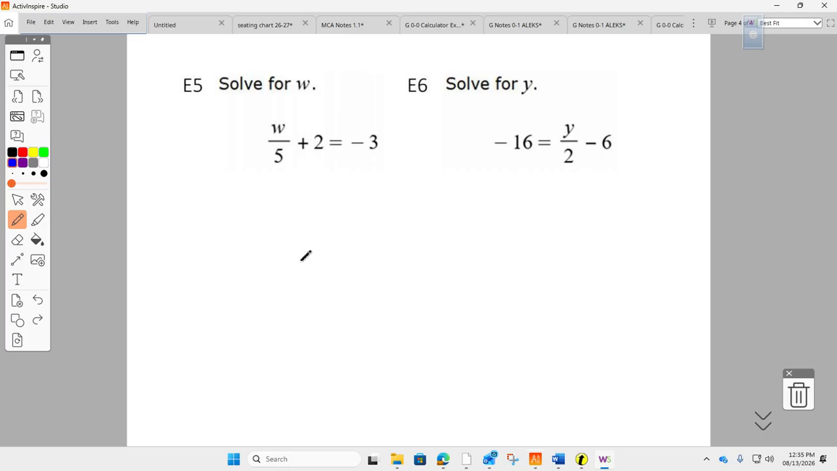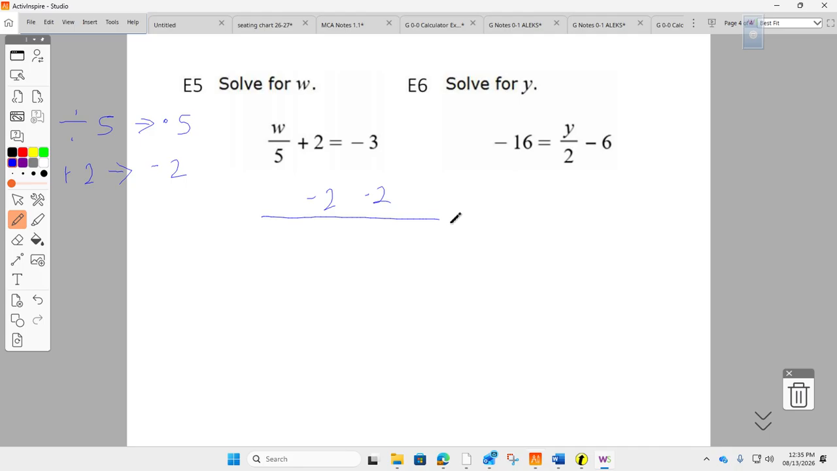All right. What is happening to W here? Nice. So that fraction bar means to divide, right? We think of it as a fraction, but a fraction is a division problem. So it's being divided by 5. How are we going to undo dividing by 5? We're adding 2. How are we going to undo adding 2? Subtracting 2. All right, so we're going to start with subtracting 2.